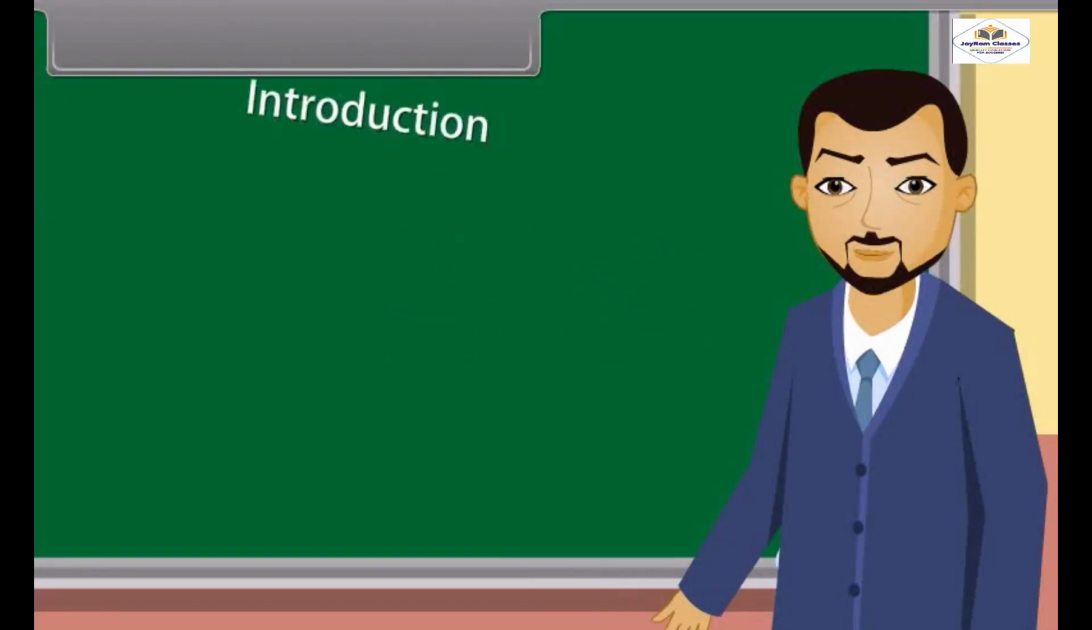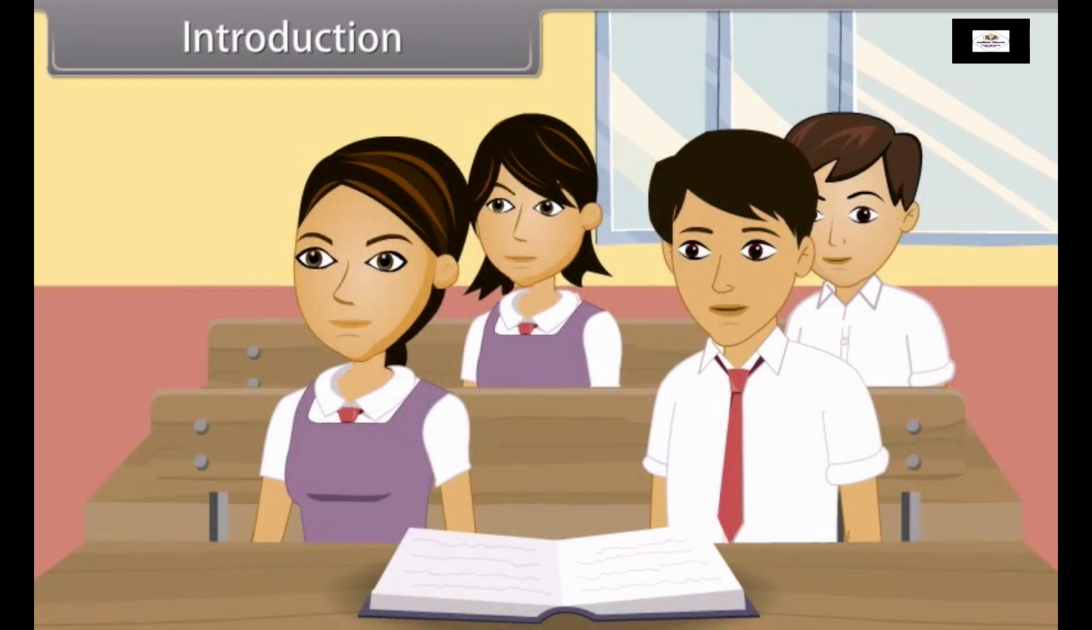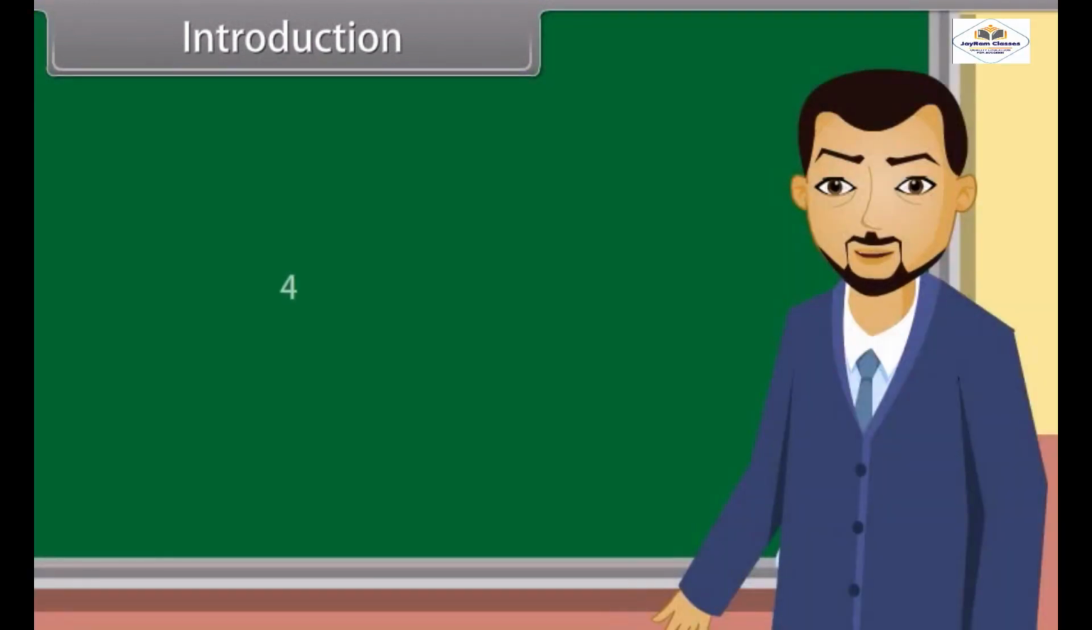Introduction. Look at these numbers. Do you know what we call these numbers? These are the real numbers. Teacher, is an irrational number also a real number? Yes, an irrational number is also a real number. A rational number or an irrational number is called a real number. Today we will learn more about rational as well as irrational numbers.